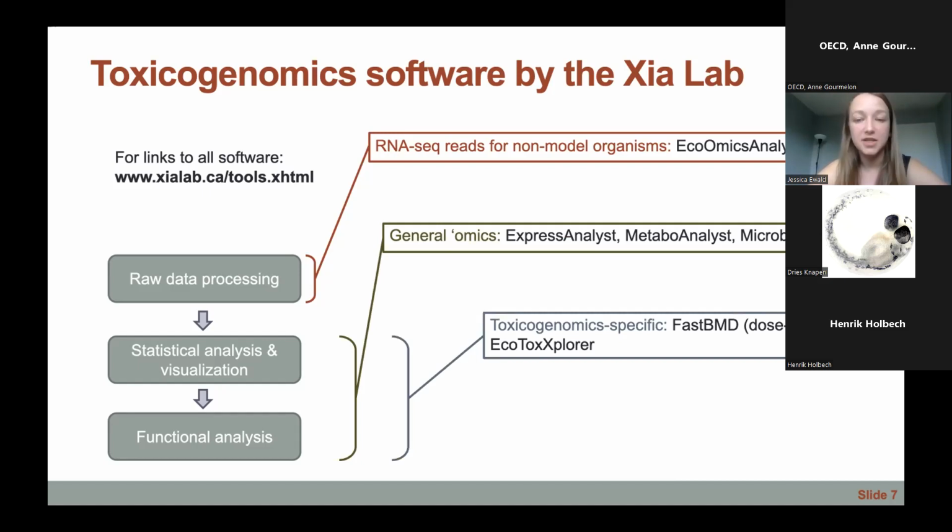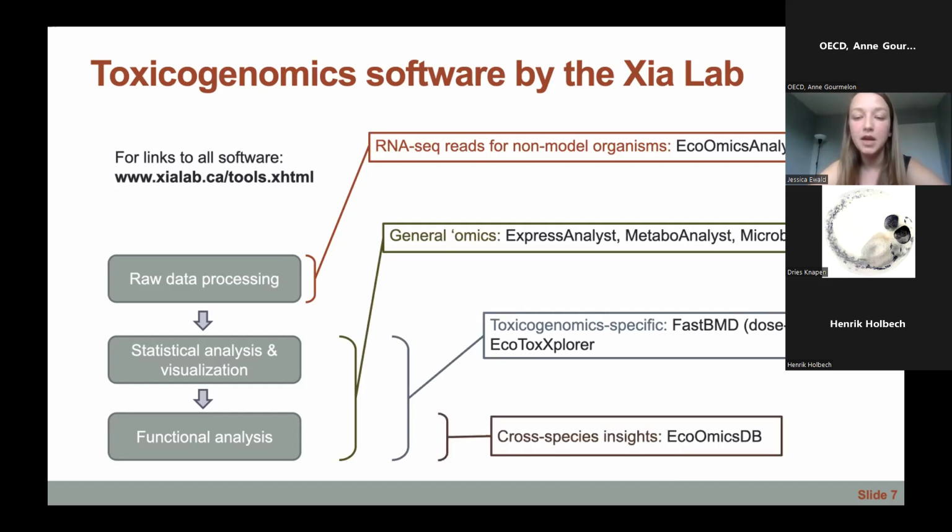Some toxicogenomics specific platforms are FastBMD for dose response analysis and Ecotox Explorer for Ecotox chip data analysis. And then a newer one is EcoOmics DB, which is designed for cross-species insights specifically for RNA sequencing data. So now I'm just going to go through Ecotox Explorer in a little bit more detail because it's kind of the most comprehensive example of a toxicogenomic software.